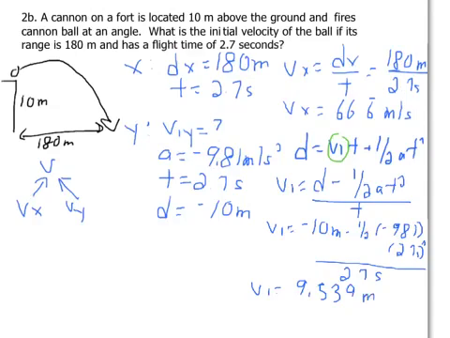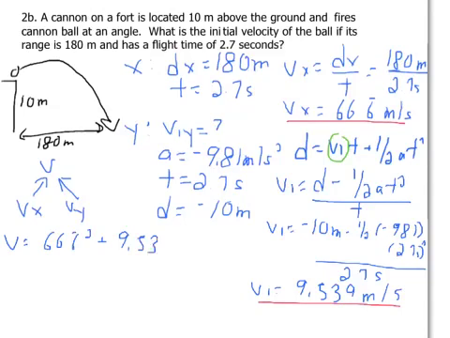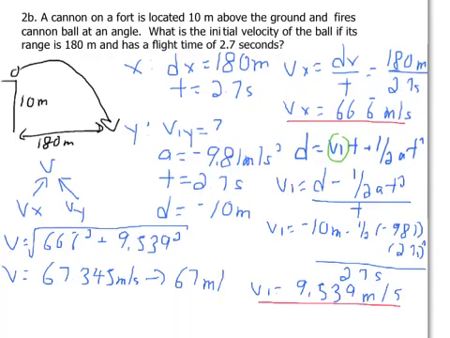So we find that our velocity is 9.539 meters per second. Now that is the vertical component of our velocity. We need now to put in our horizontal component with our vertical component using Pythagoras to find the velocity. So the velocity is really the square root of 66.6 repeating squared plus 9.539 squared. And doing all that math, our final answer becomes 67.345 meters per second, or rounded to proper sig digs, 67 meters per second.